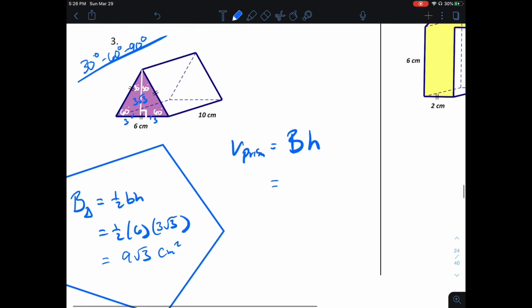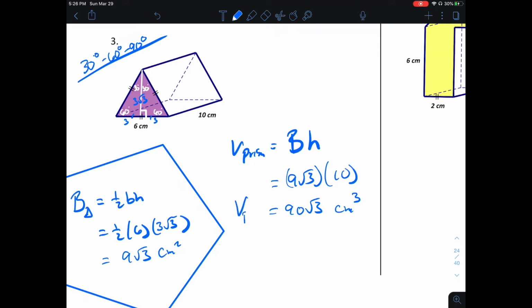Volume of the prism is the area of the base, 9 square roots of 3, times the height. The height is the perpendicular distance between these two bases. That's going to give us 90 square roots of 3, and this is cubic centimeters. It's a volume. Volumes are measured in cubes.